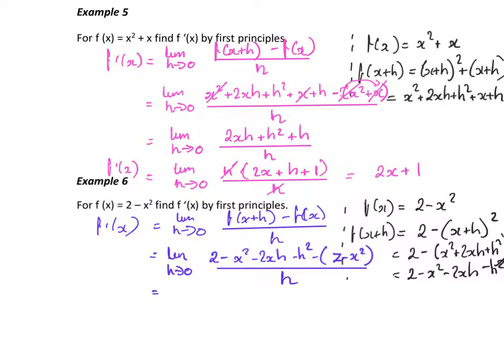Of course, we've got to tidy that up. So let's see if there's anything there that cancels. Well, 2 cancels with minus 2. Minus, remember, minus here and a minus will make a plus. So minus x squared plus x squared. So we're still left with the limit as h tends to 0. And what's left up the top? Minus 2xh minus h squared. And down the bottom, we're left with h.